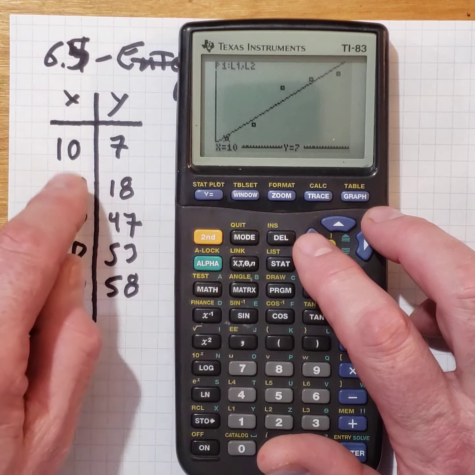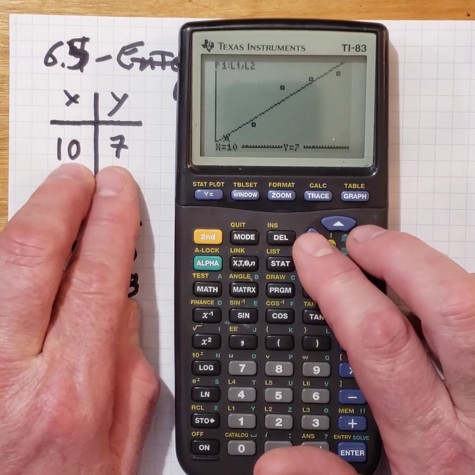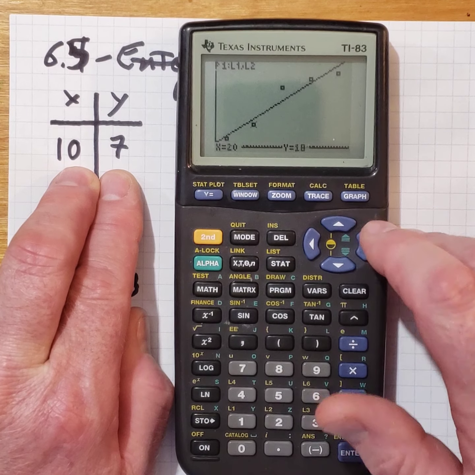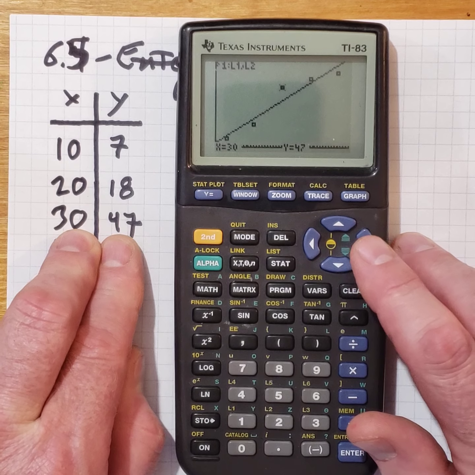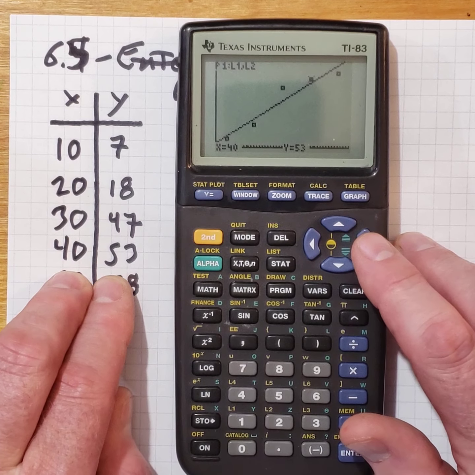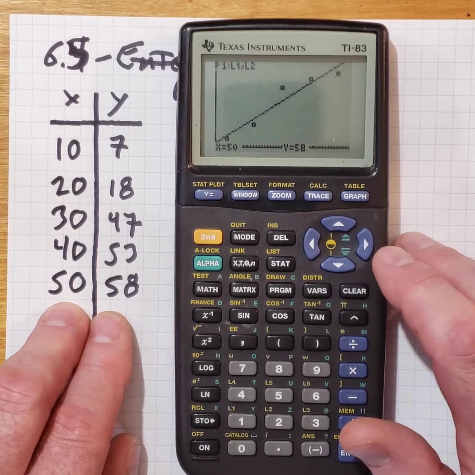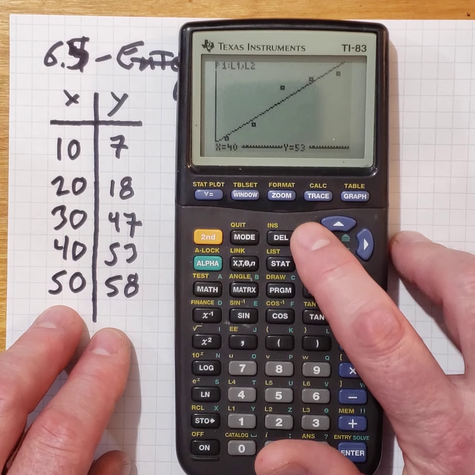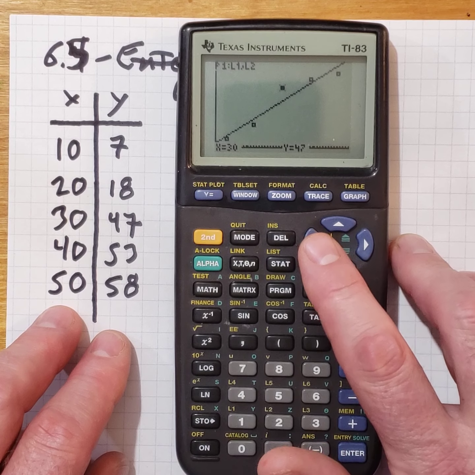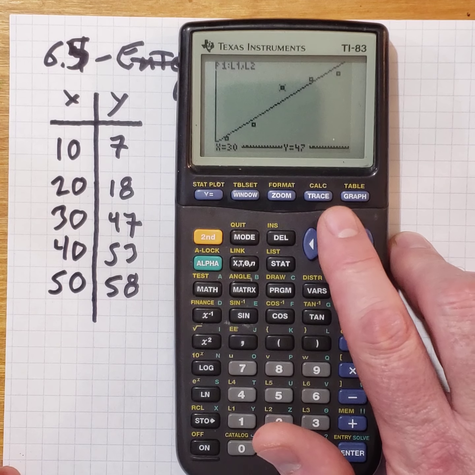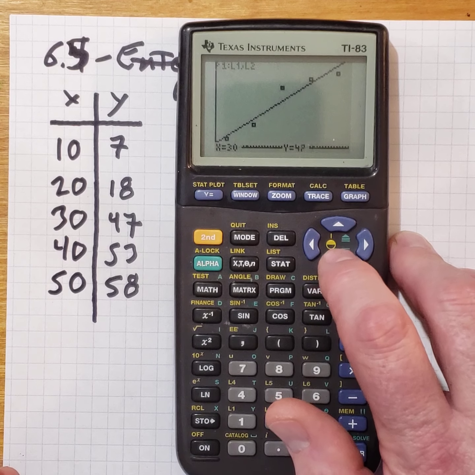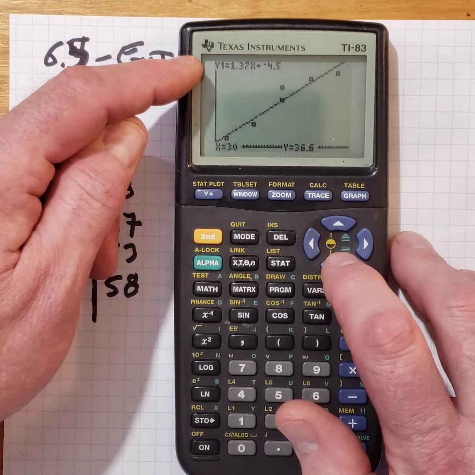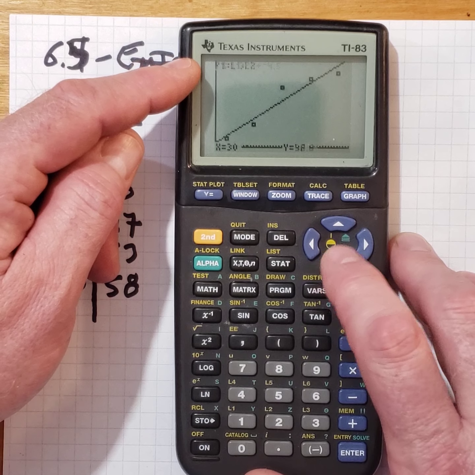The L1 and the L2 tell us where the numbers are coming from, 10, 7. Then you hit the arrow and it goes to 20, 18. Arrow again goes to 30, 47, etc. And you can scroll through those individual points. I don't want to use the points though, I want to use the line. So to get from the points to the line, I'm going to hit either my up arrow or my down arrow. Right? It scrolls between showing the line and the points.